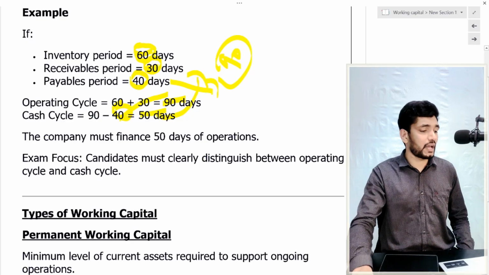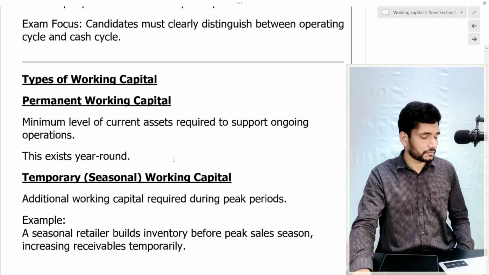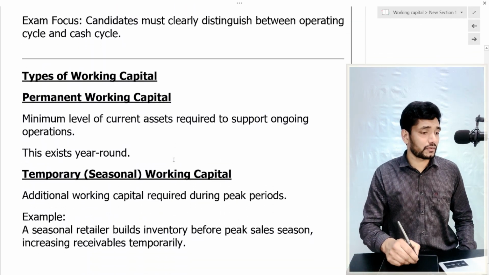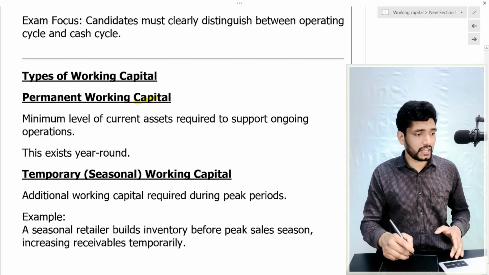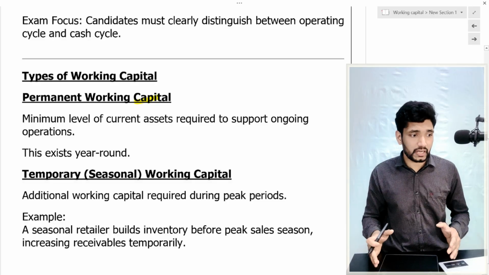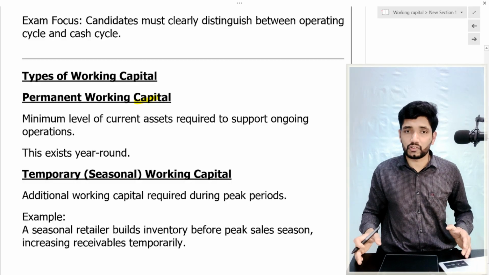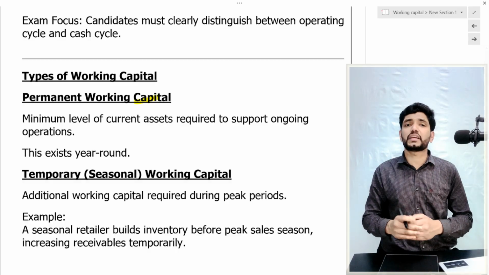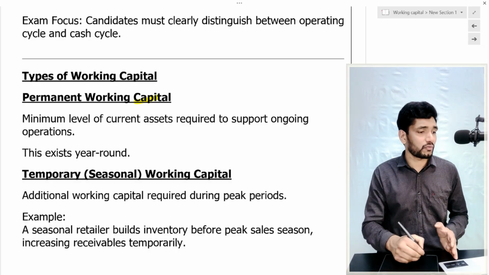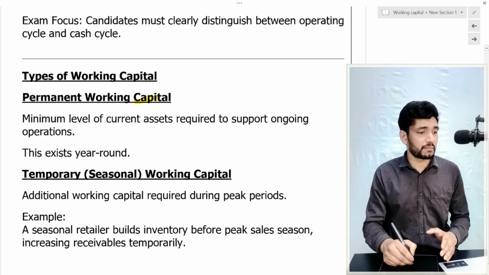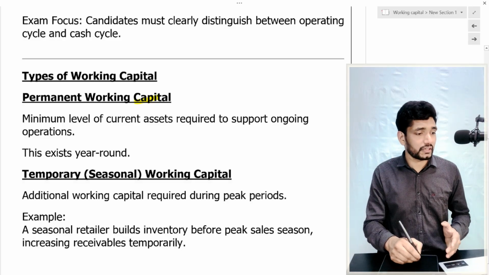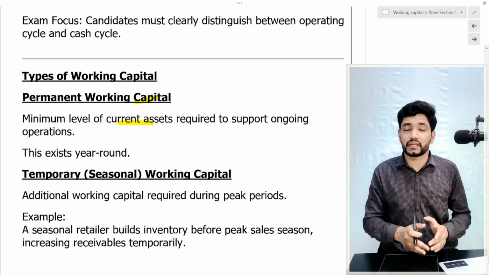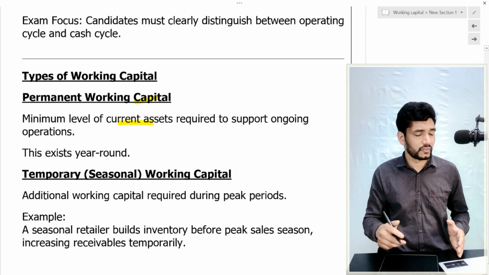So let's move into types of working capital. The first category is permanent working capital. Permanent working capital is a minimum level of current assets required to support ongoing operations. So this working capital has to be maintained at all times. That's what we call permanent working capital. It is a minimum level of current working capital to be maintained in the business at all times.